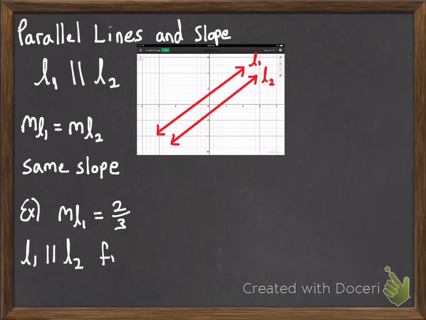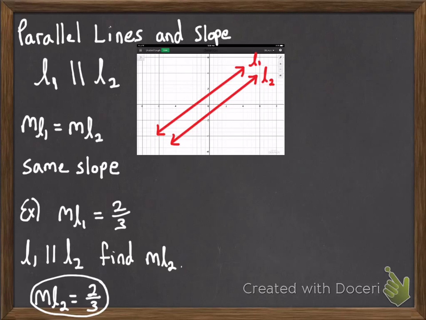For example, if line 1 had a slope of 2/3 and we knew that line 1 was parallel to line 2, then we'd know without any question that line 2 has a slope of 2/3.